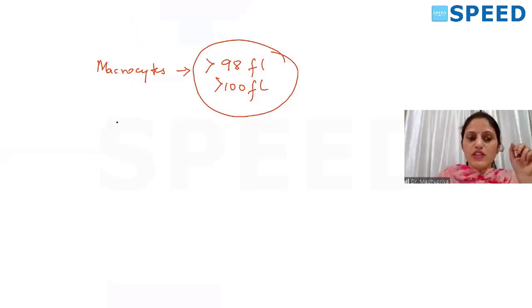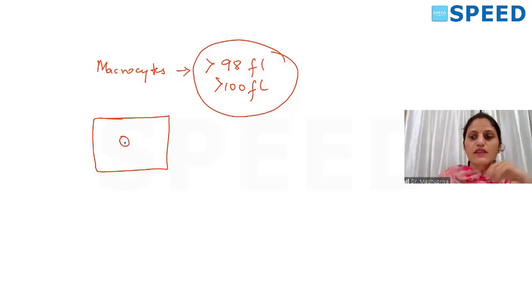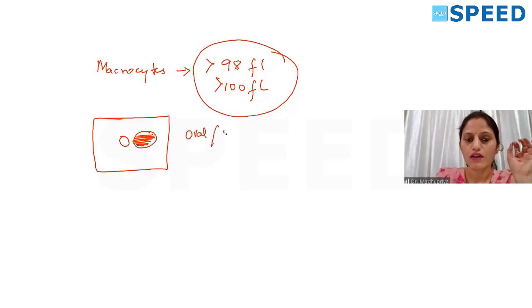In general, when you see a peripheral smear, how do you say they are macrocytes? You will compare with the size of the nucleus of a small lymphocyte. They will appear bigger. One more characteristic feature of macrocytes is they usually don't have central pallor, and they can be oval or round.